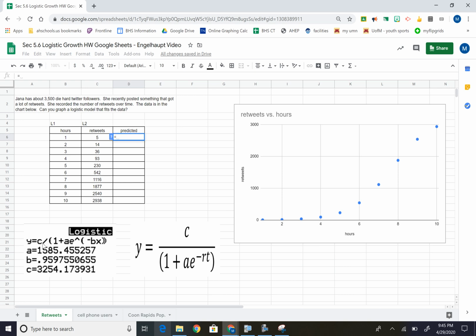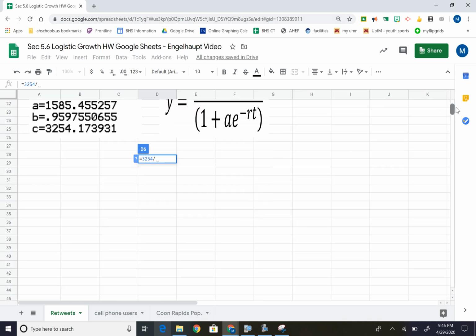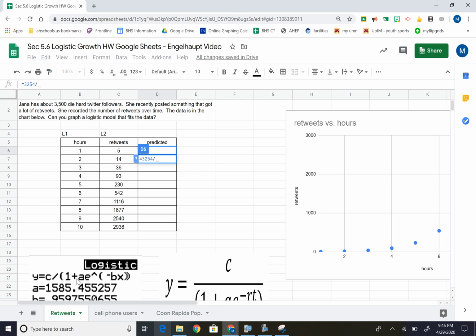What do we have first as we read left to right? Well, we have C, and C is 3254. I'm just going to round to whole numbers here, I'm not going to worry about the decimals. So equal sign, 3254, divided by, so I'll put the division sign in. Divided by, I'm going to need a parenthesis. You can see the parenthesis on what the calculator spits out.